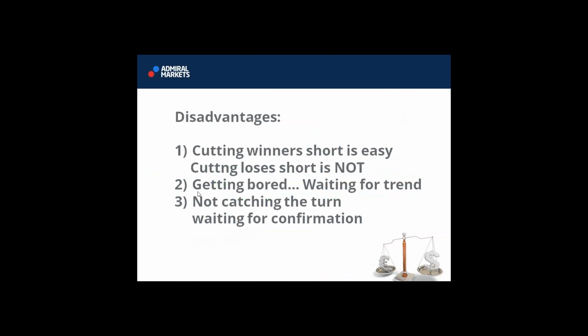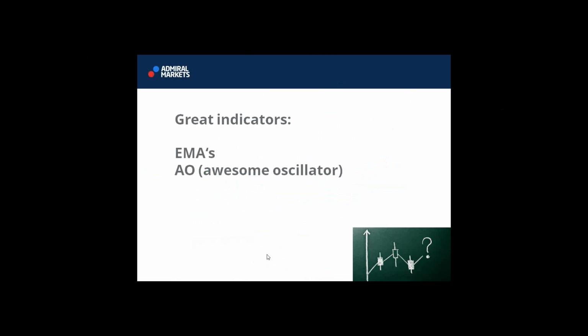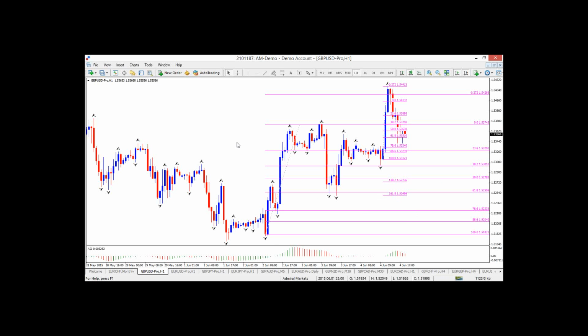Disadvantage is perhaps also the fact that we're basically waiting for a more confirmation type of trades. All right. Great indicators for this, in my opinion, EMAs and the awesome oscillator. EMAs, because let's grab a chart.